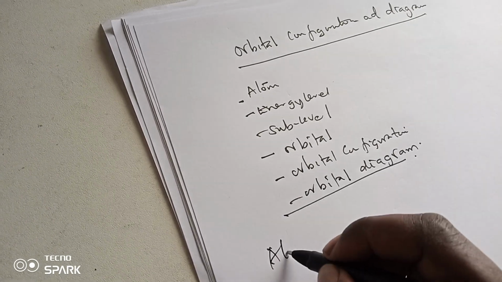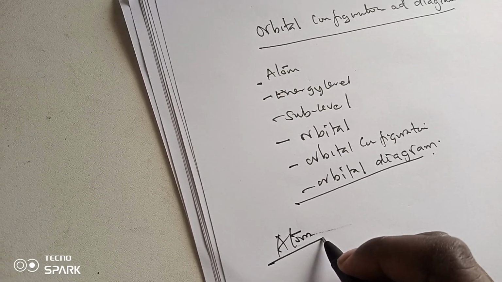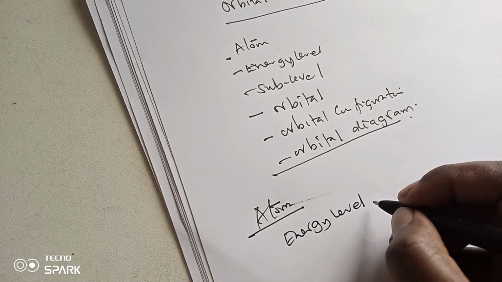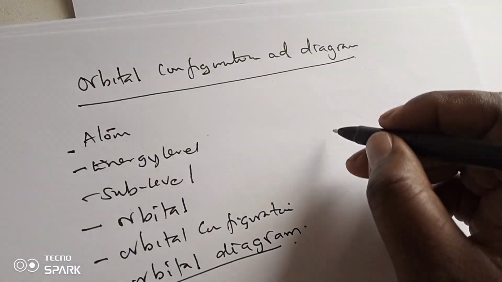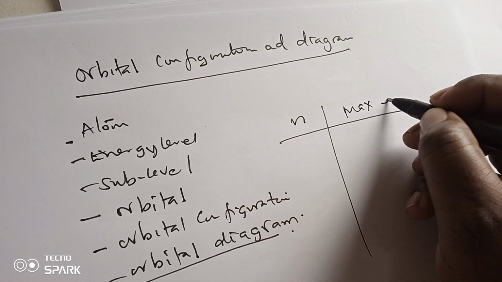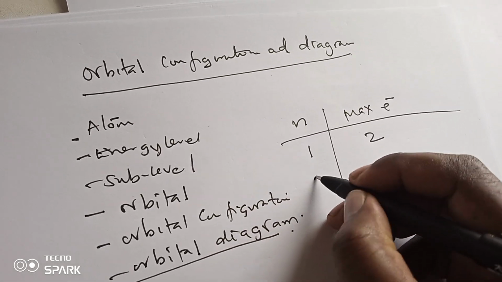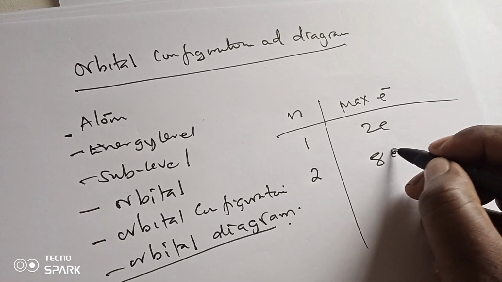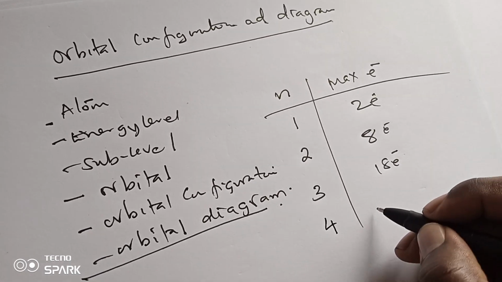First of all, an atom is a basic unit of element. So within an atom, there is what we call energy level. This energy level we are going to indicate as N. And you need to know that within the energy level has a maximum number of electrons it can contain. For example, the first one, 2. The second one, 8. The third one, 18. The fourth one is 32.